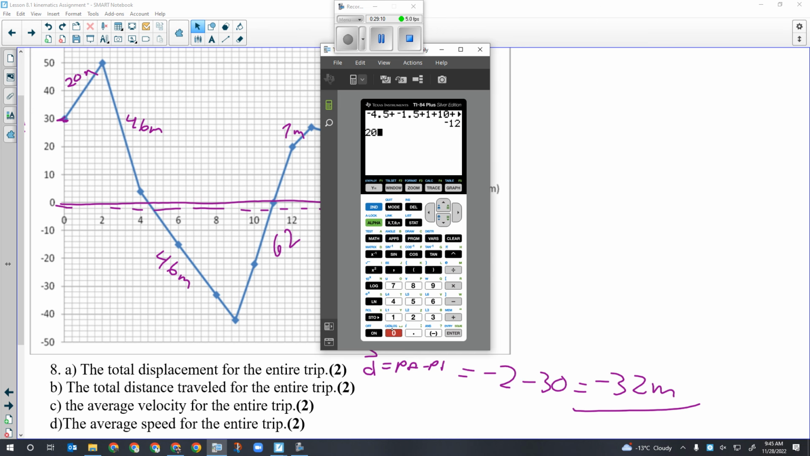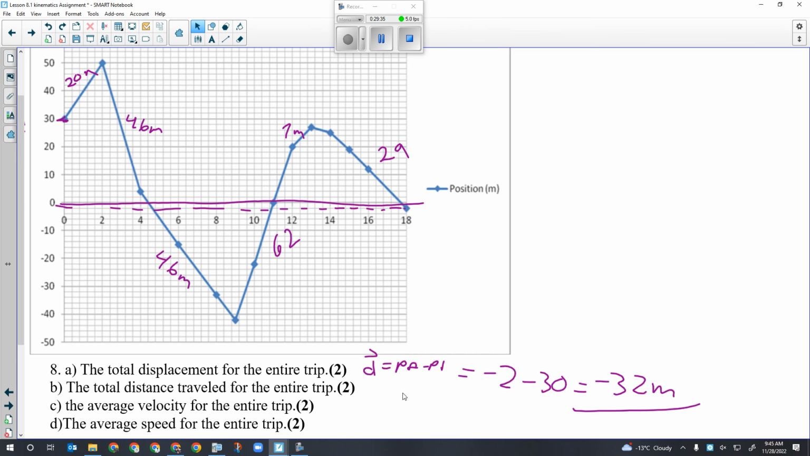So 20 plus 46 plus 46 plus 62 plus 7. Whoops, I hit a decimal, not 60. 62. Okay, plus 7, plus it was 29, right? Was my last one? I think. 210 meters, that sounds right. All right, that's my total distance traveled.